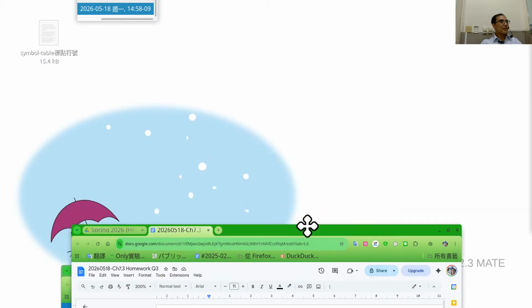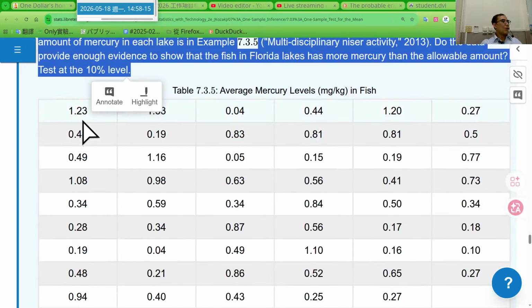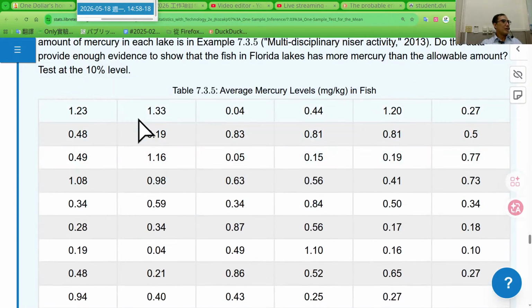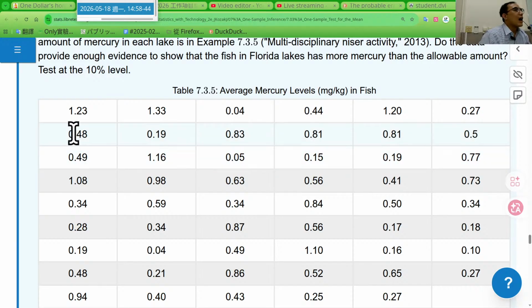amount? Okay, let's check the number here. 1.23 is over. 1.33 is over. 0.04, oh, much lower. 0.44 is below the regulation. 1.2 is over the regulation. 0.27 is below the regulation. So it's impossible for us to check everything here, but I can share my experience. How many sets of numbers are over 1, I mean the regulation, the limit?